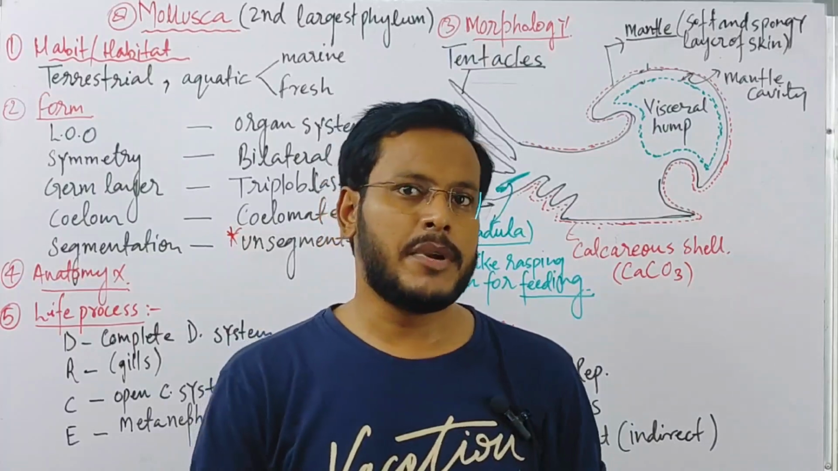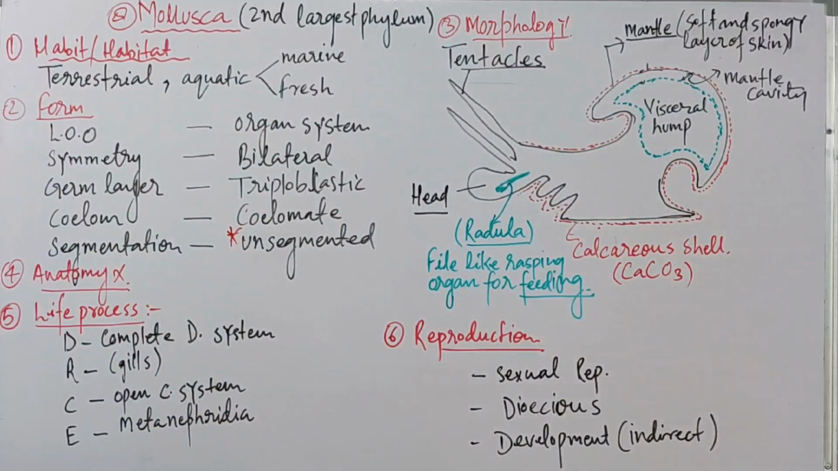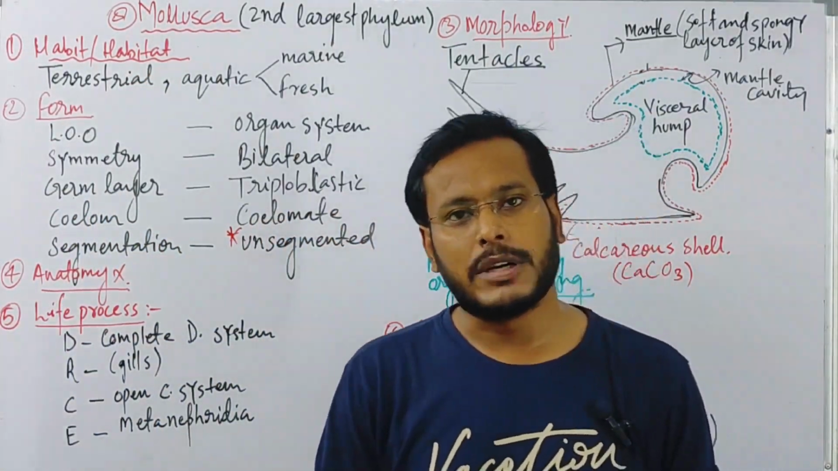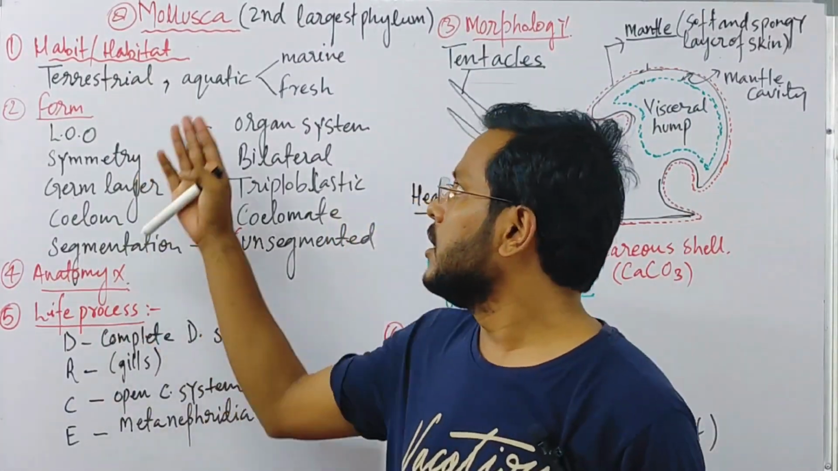Today in our next chapter we are going to study about the Mollusca. What is Mollusca? Mollusca is the second largest phylum. Which one is the first largest phylum? That is Arthropoda. And after Arthropoda there is the Mollusca.